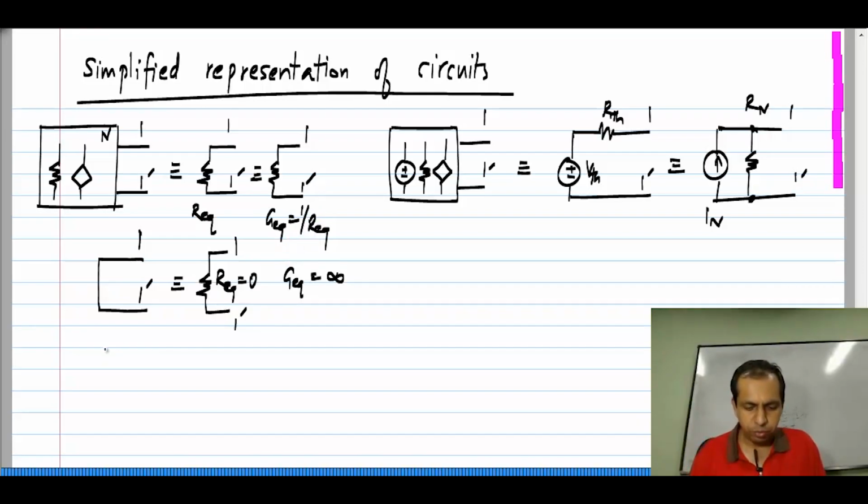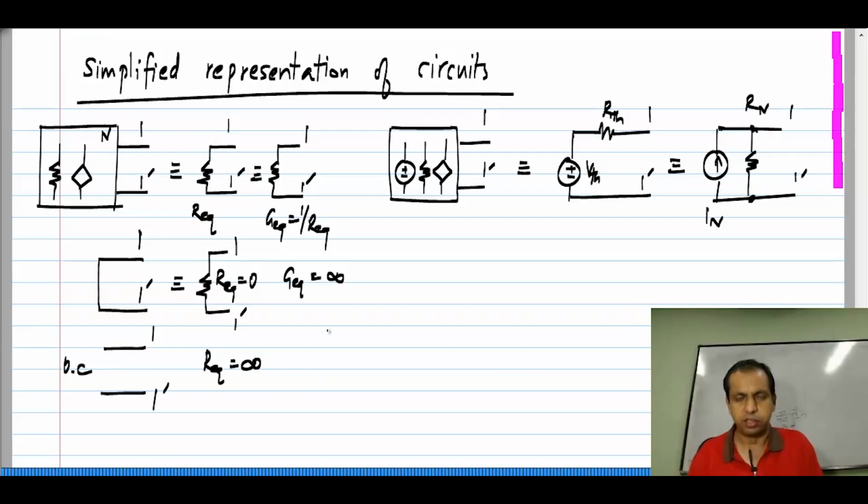Similarly, when you have an open circuit between 1 and 1 prime, the resistance is infinity. So, it is not useful to specify it this way, but you can specify it as a conductance whose value is 0. So, it means the same thing.